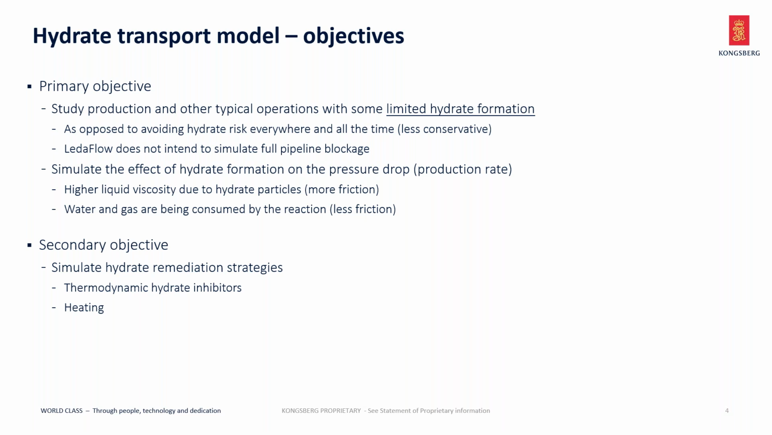Then also we want to simulate the effect of hydrate formation on the pressure drop in the production system, mainly because if the pressure drop in the pipeline goes up, probably the wells will produce less. So that is important to take into consideration when determining if it's feasible or not. The effects we're looking at are higher liquid viscosity due to hydrate particles, which means more friction. Also, during the hydrate reaction, water and gas are being consumed. So in principle, it's also possible to end up with less friction and a lower pressure drop because mainly the gas is transported as hydrates, taking up less volume, giving less pressure drop.